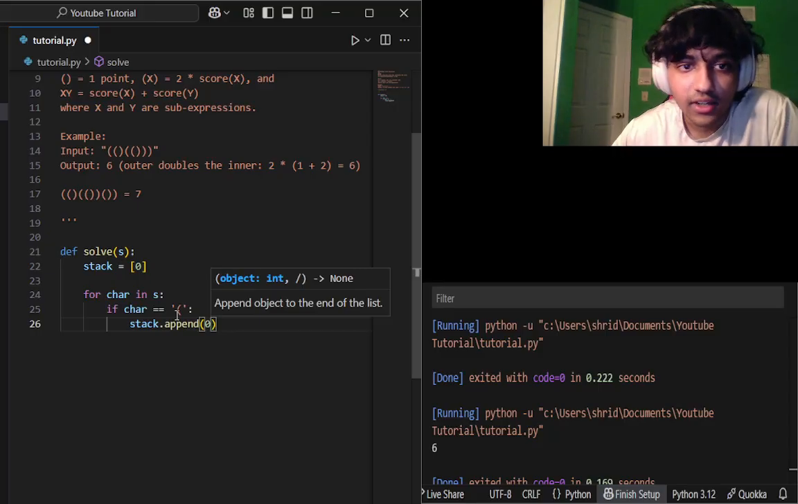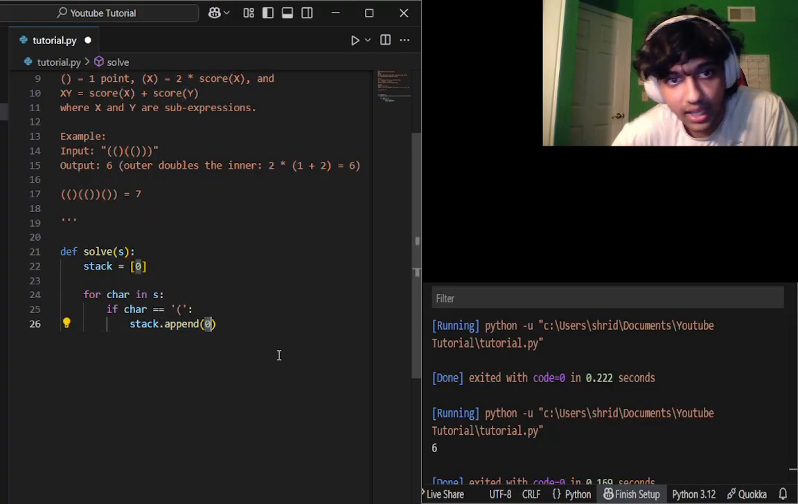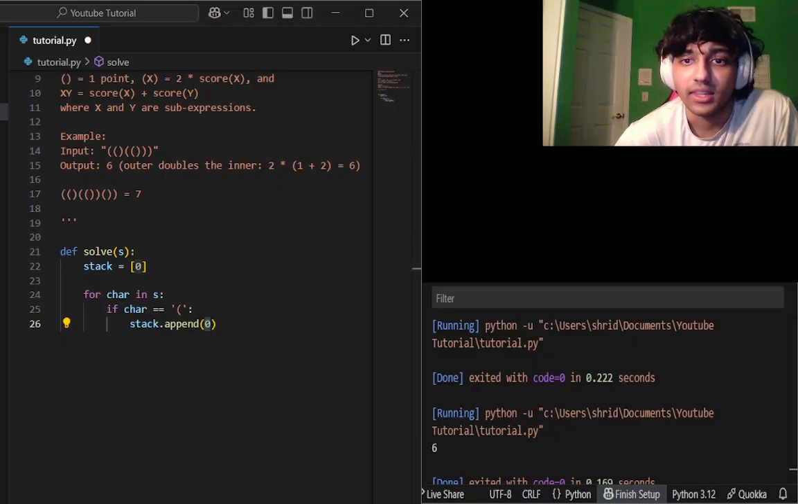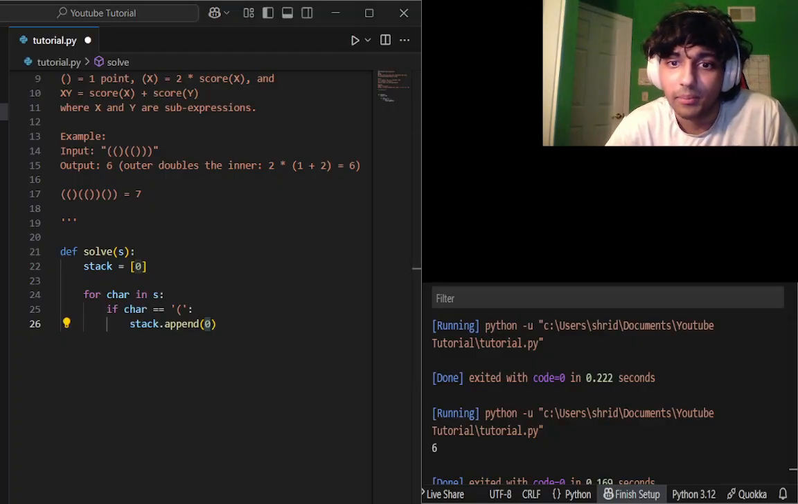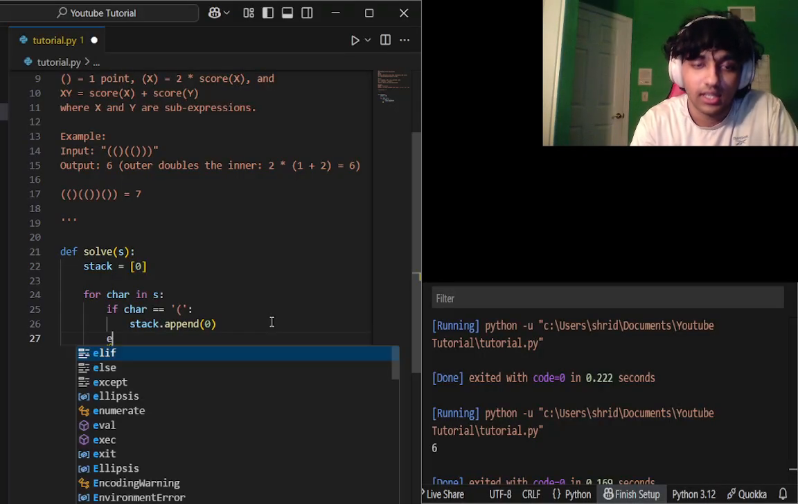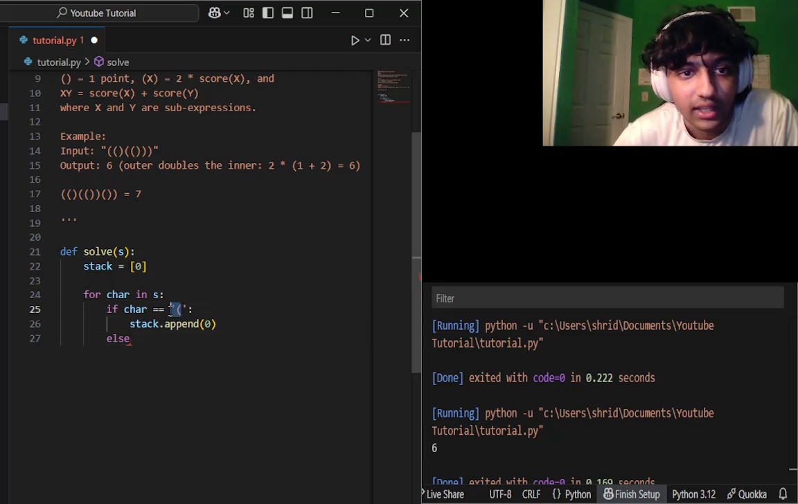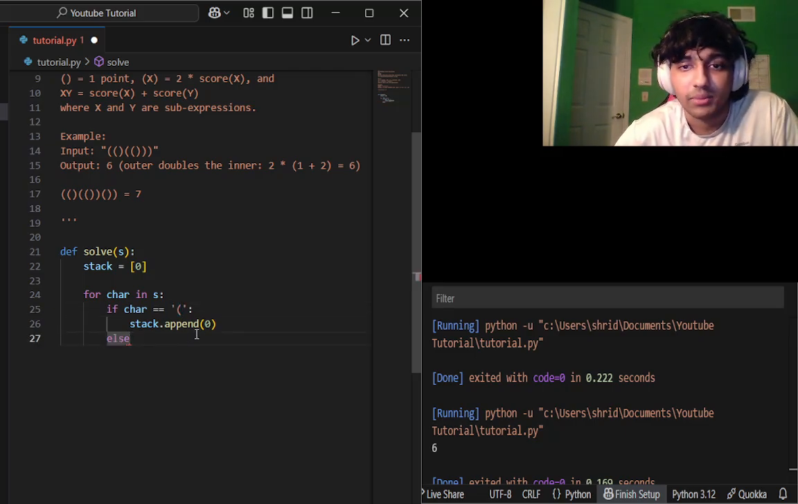0. And this 0 is referencing a score. So it is going to be a left parenthesis, but instead of appending the parenthesis itself, we're going to be appending the score value. Otherwise, if it's not a left parenthesis, it's going to be a right parenthesis.